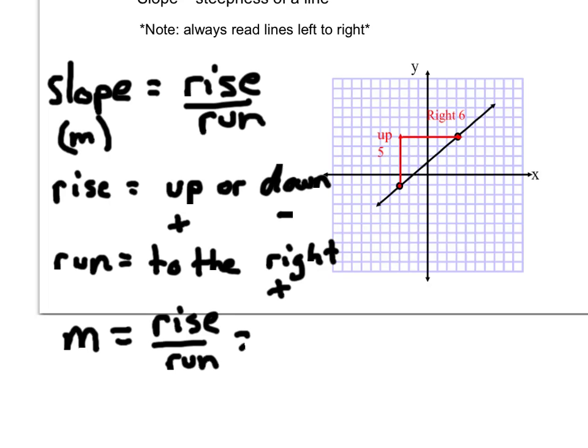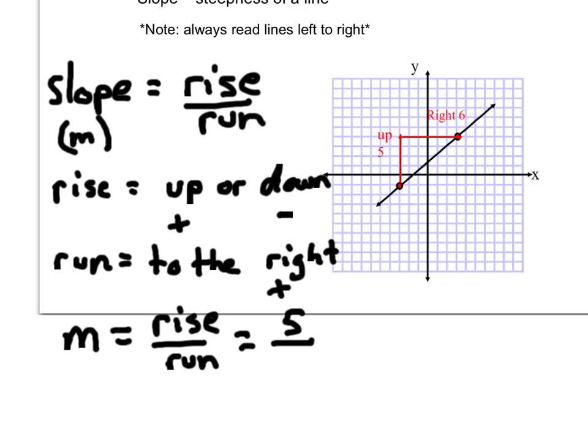Okay? And that's equal to, well, my rise here, again, rise tells me, do I move up or down? Well, if I look at the point on the left, I want to know how do I get to the point on the right. So I have to go up 5. So up means I'm going to have a positive number. So I'm going to have positive 5 for my rise.